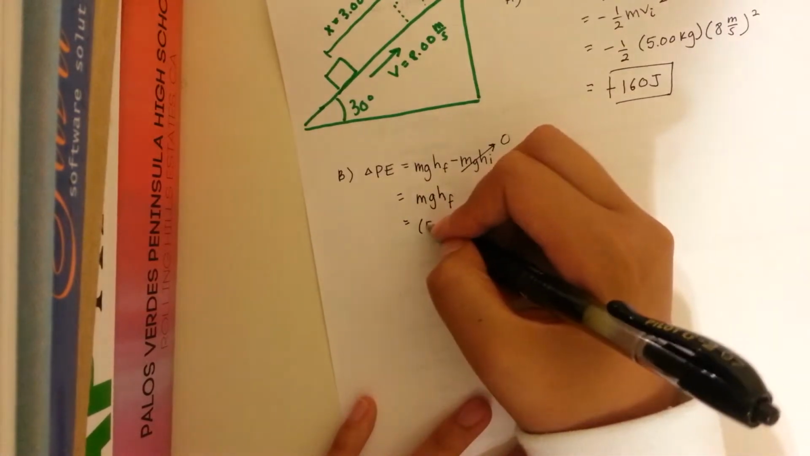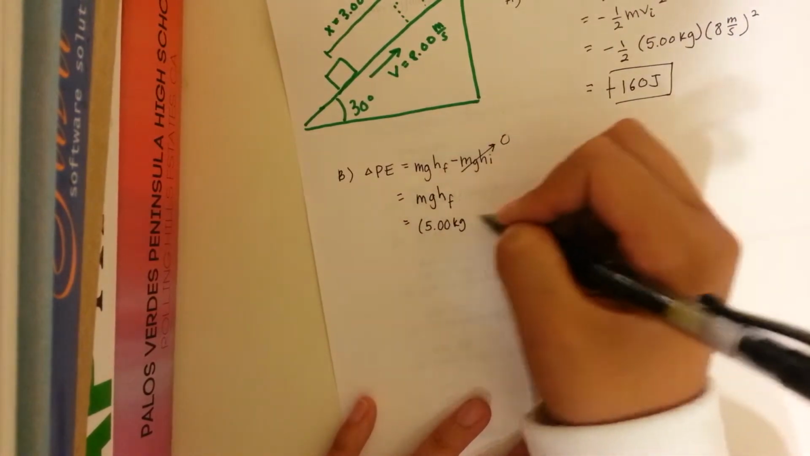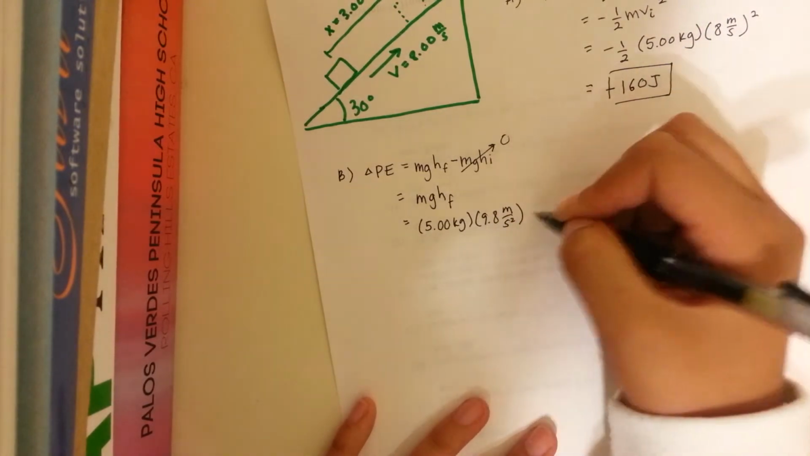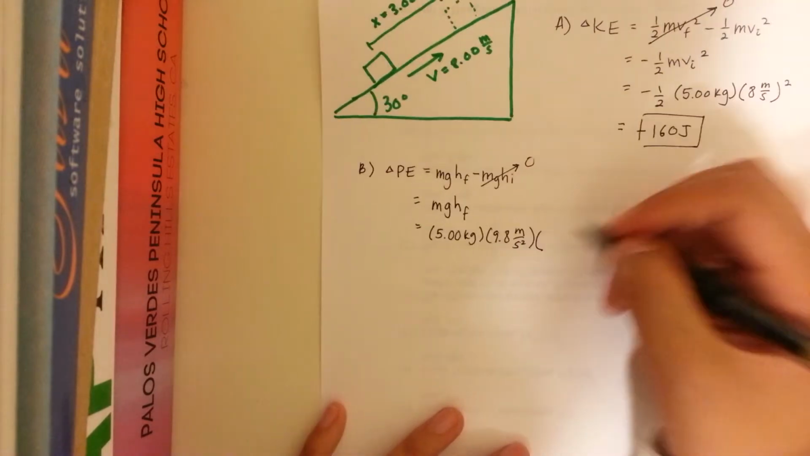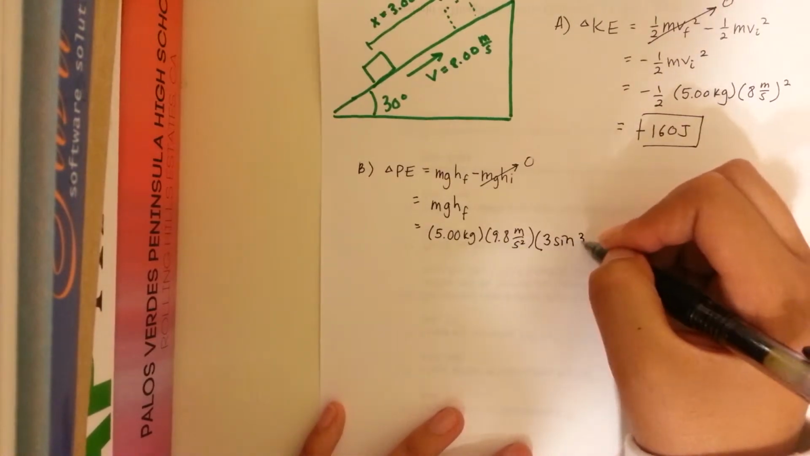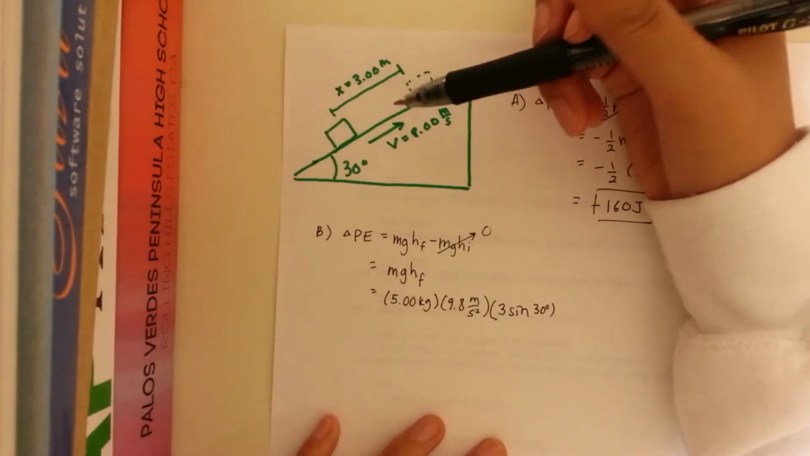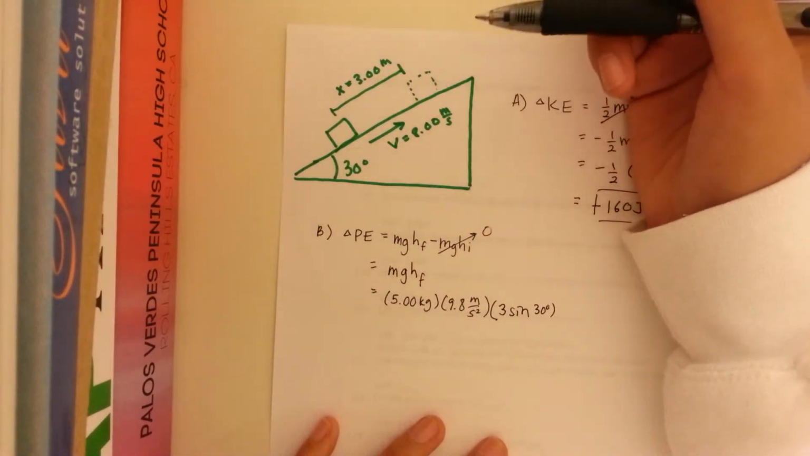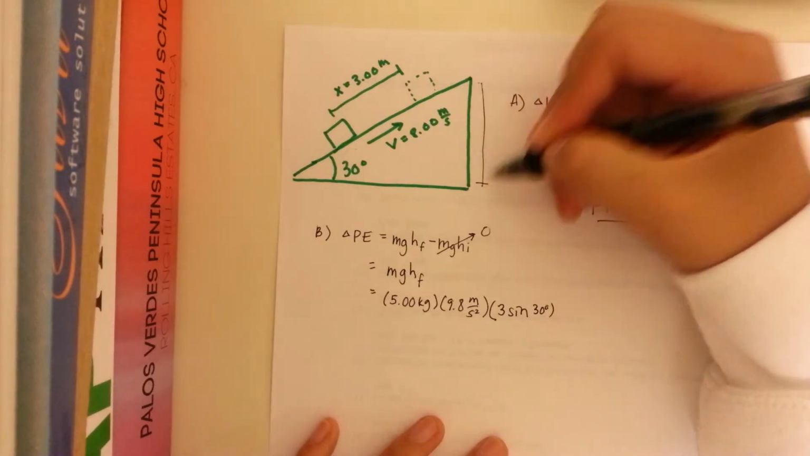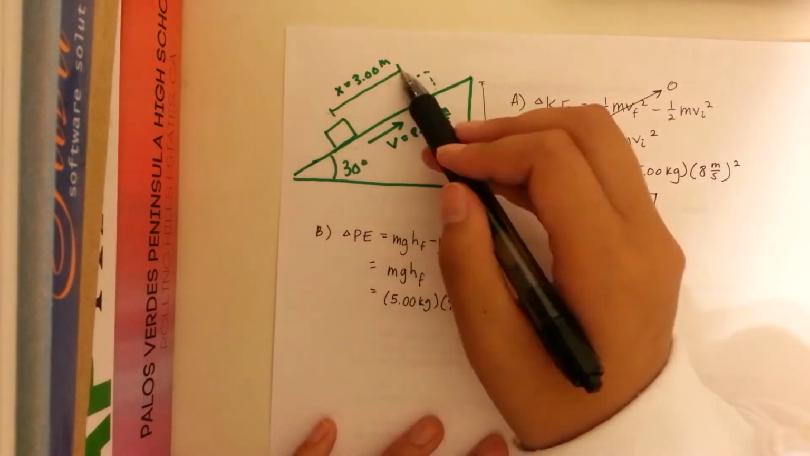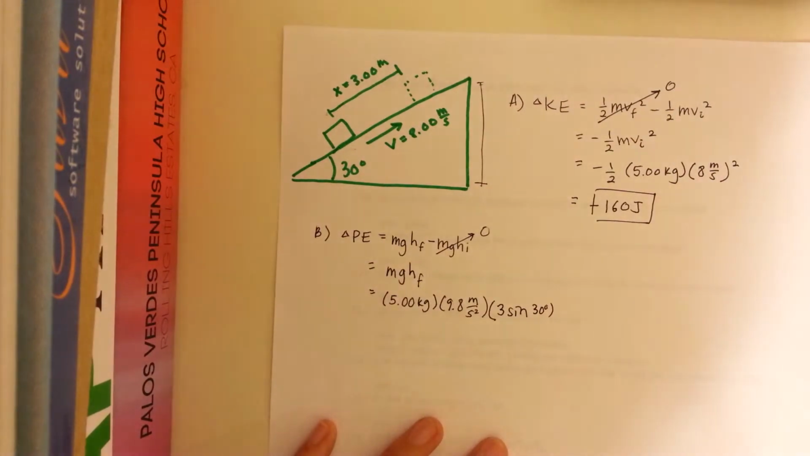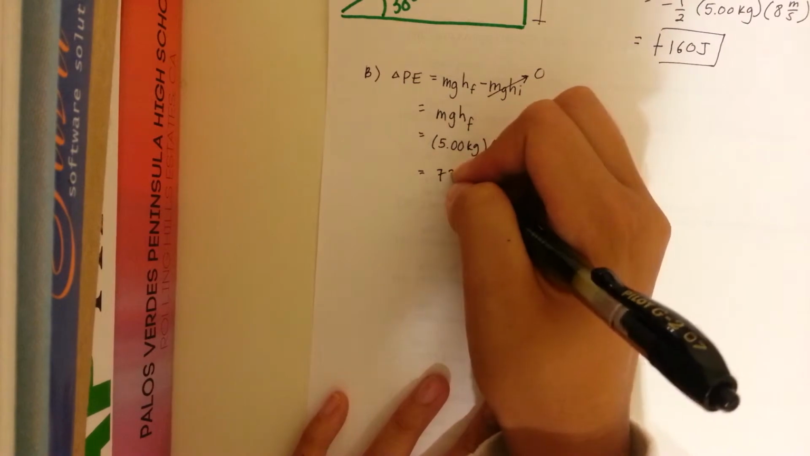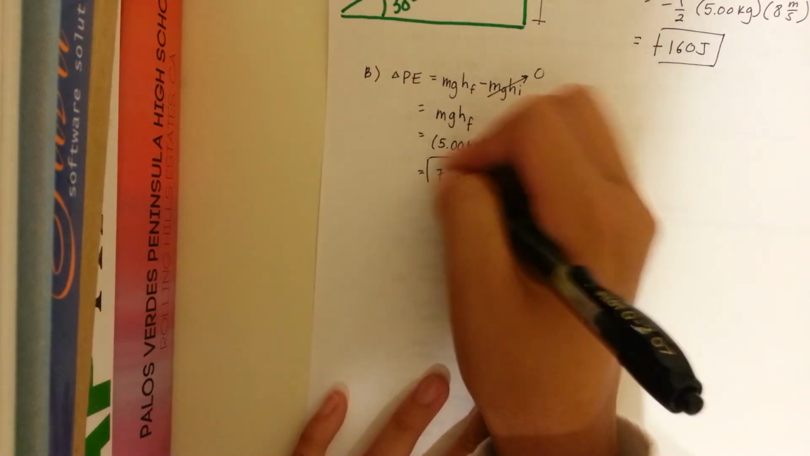So mass is 5 kilograms. Gravity is 9.8 meters per second squared. And height would be 3 sine 30. This comes from the fact that this triangle is inclined at 30 degrees, so 3 sine 30 would give you the height of this part right here, since the distance along the incline is 3 meters. And then using that equation, you should get 73.5 joules for your answer.